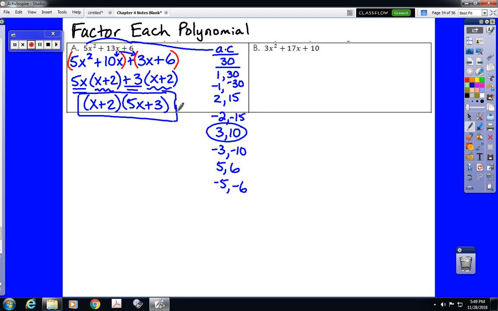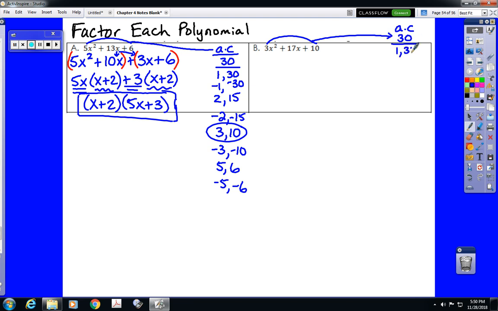Now there are alternative methods for factoring these polynomials. If you have another way of doing it that you like that works every single time, I don't have a problem with you using that in class. Alright, continuing. A times c is 30 again on this problem.